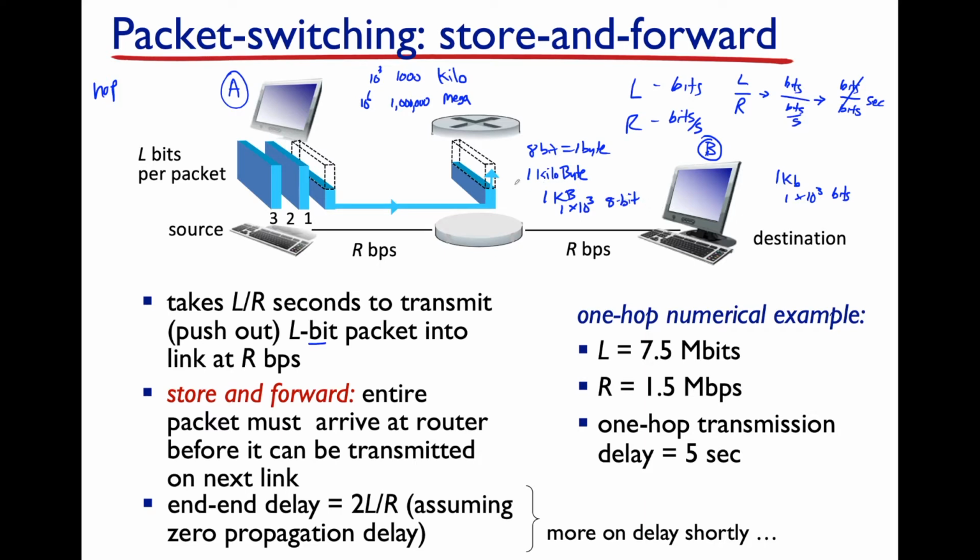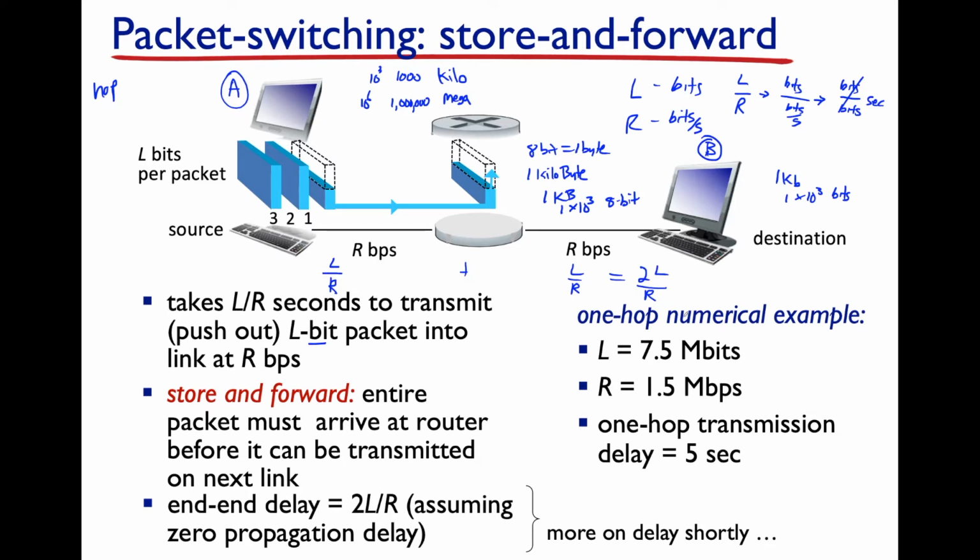Now, of course, in this case, we only have two links. So we have L many bits divided by R, the transmission rate, to get across the first link, and then another L over R seconds to get across the second link. If we add them together, that's equal to L over R plus L over R. That's 2 times L over R.